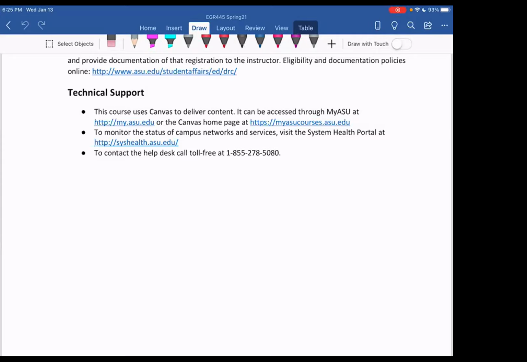The next question is if there are any specific formatting requirements. Now, I recommend you use engineering paper, because engineering paper is a graph paper on one side. So if you want to draw figures, you can actually use that graph paper.